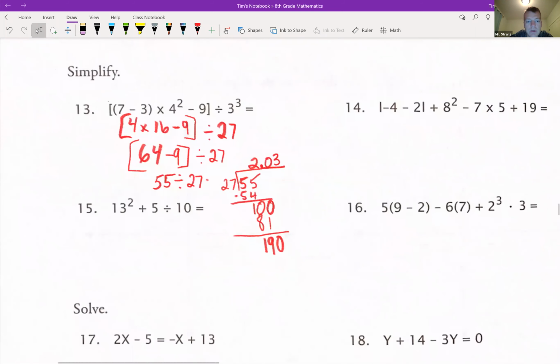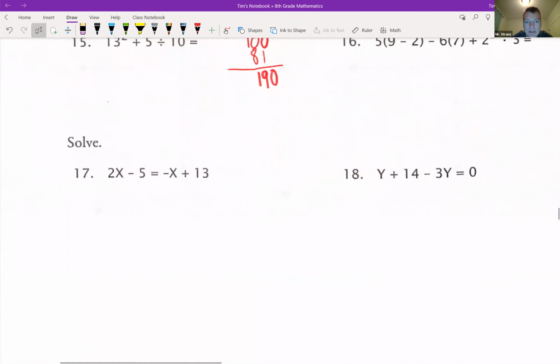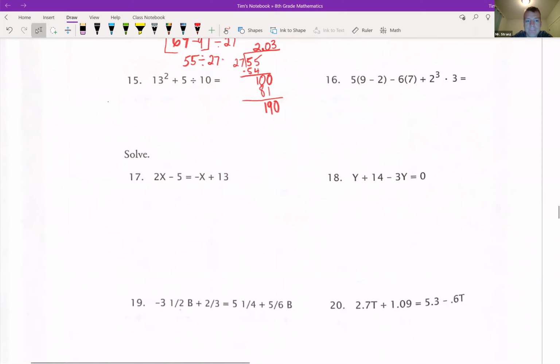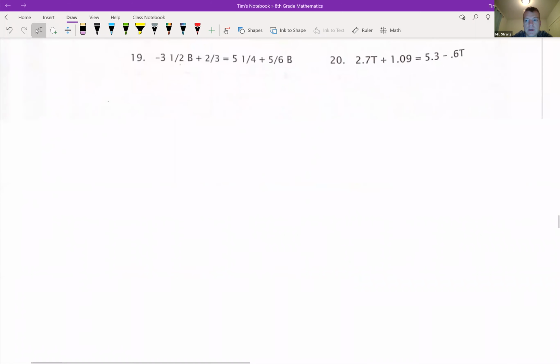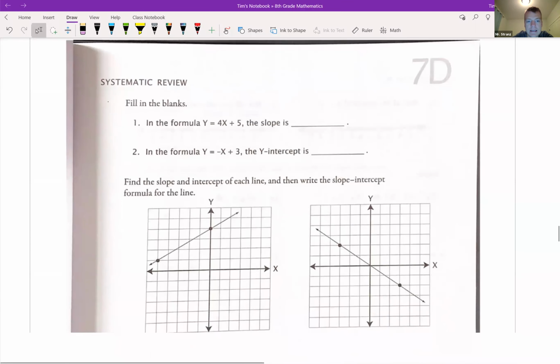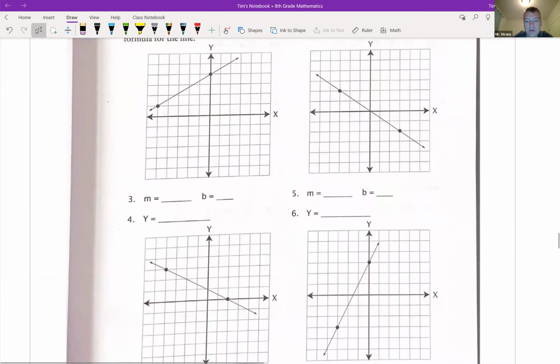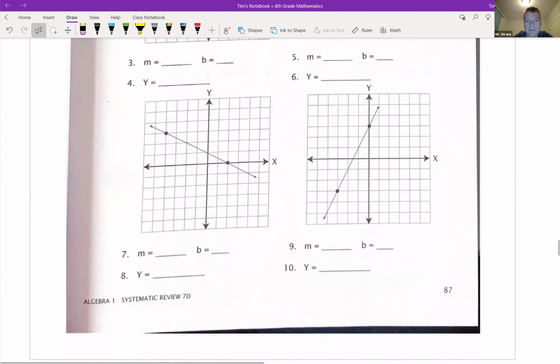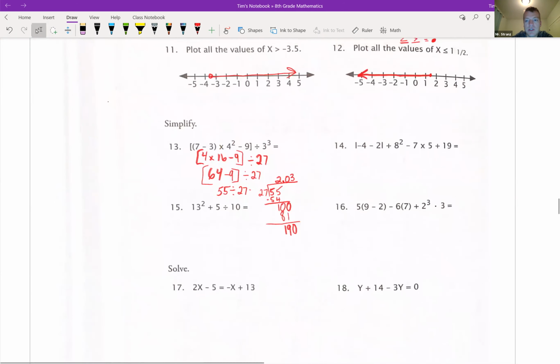Okay, so I want you to try to complete the rest of those. Go down to the next page. It's a little slow here. So 87 is just going to be what we did. You're going to find the formula, slope, and the equation. Okay, if you have any questions, let me know.